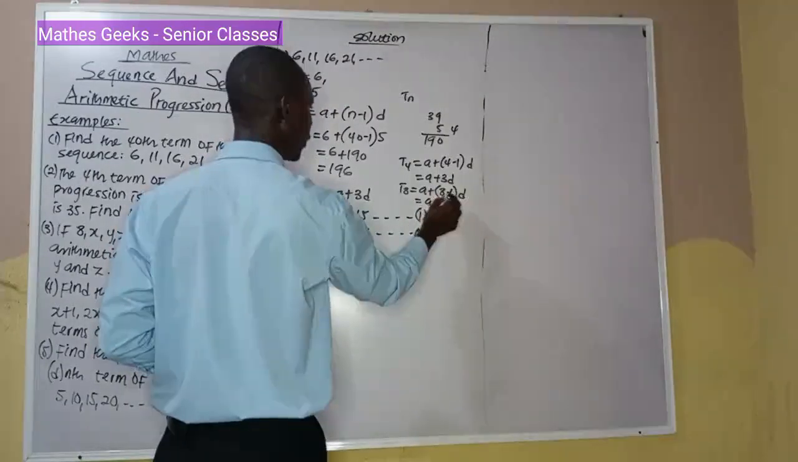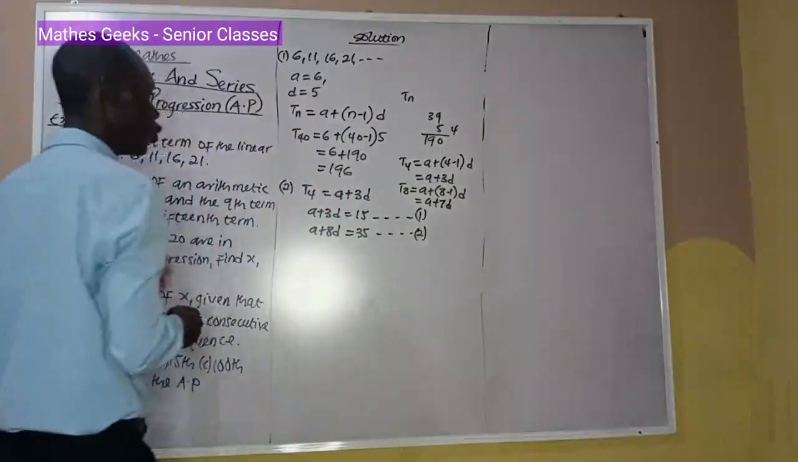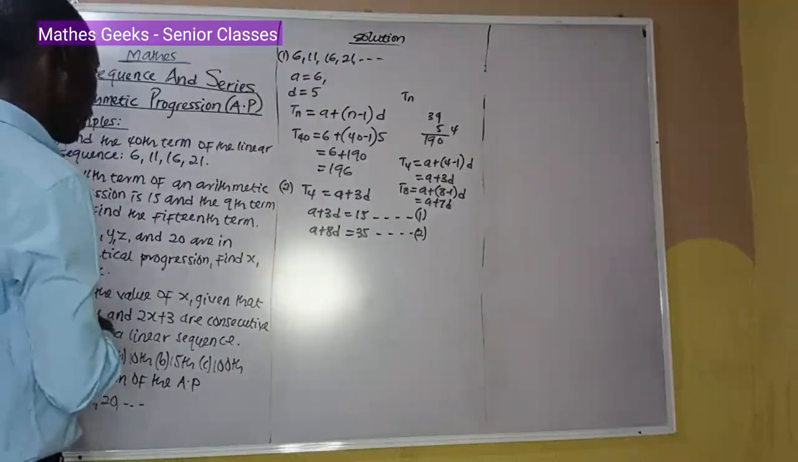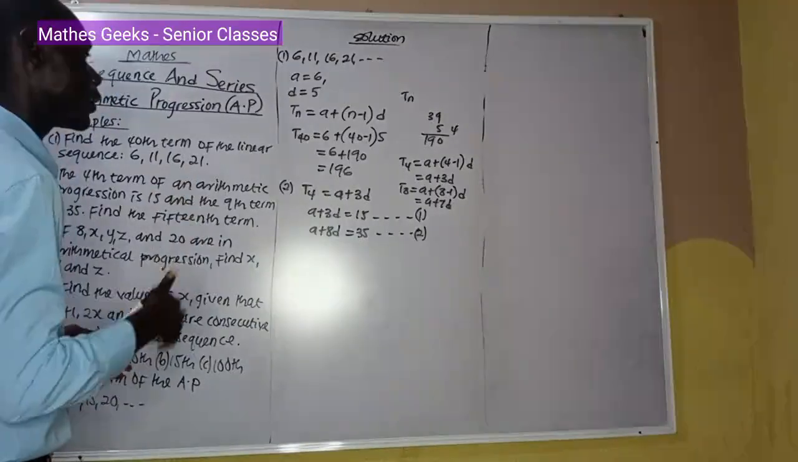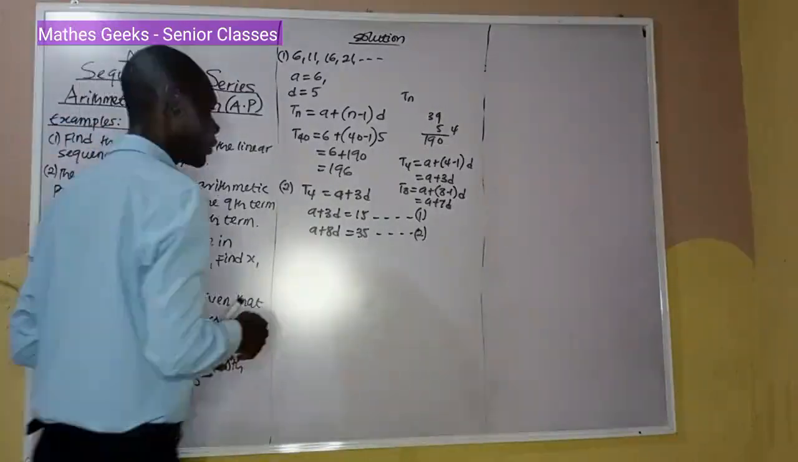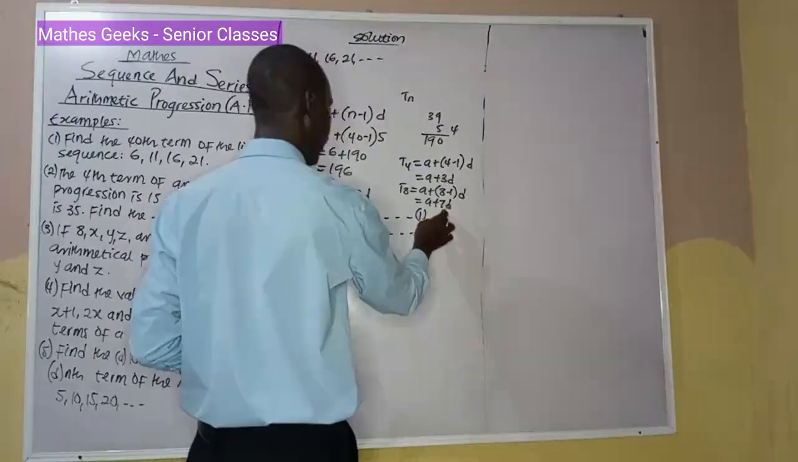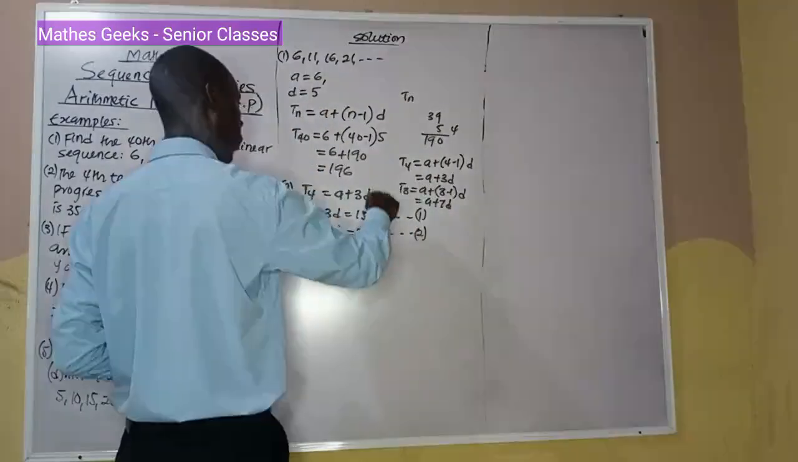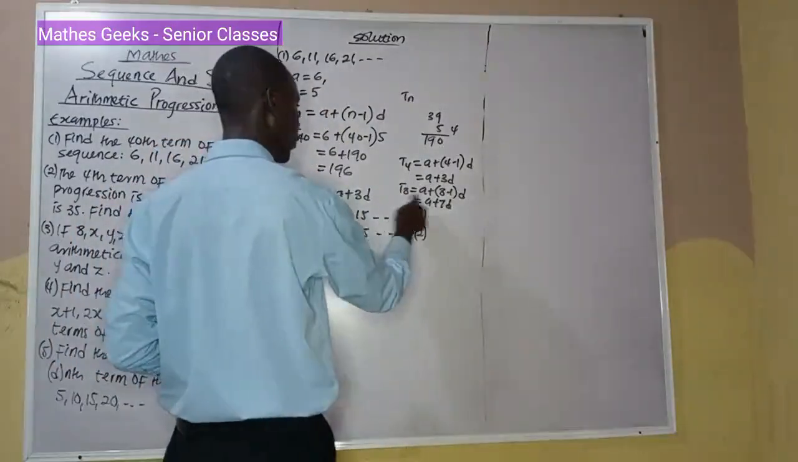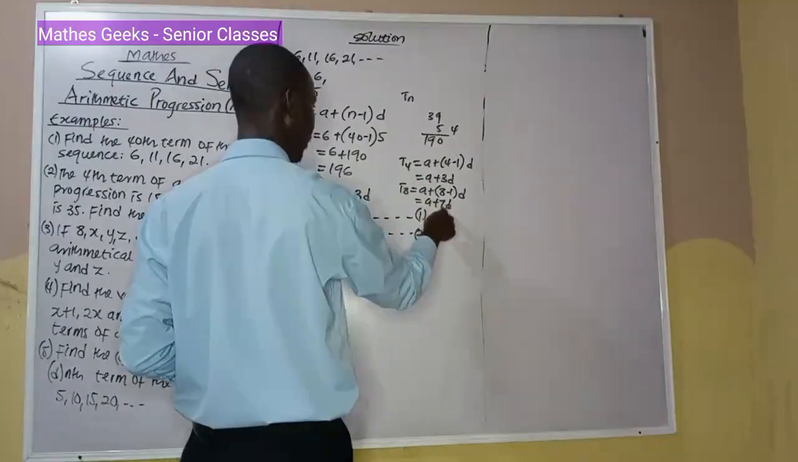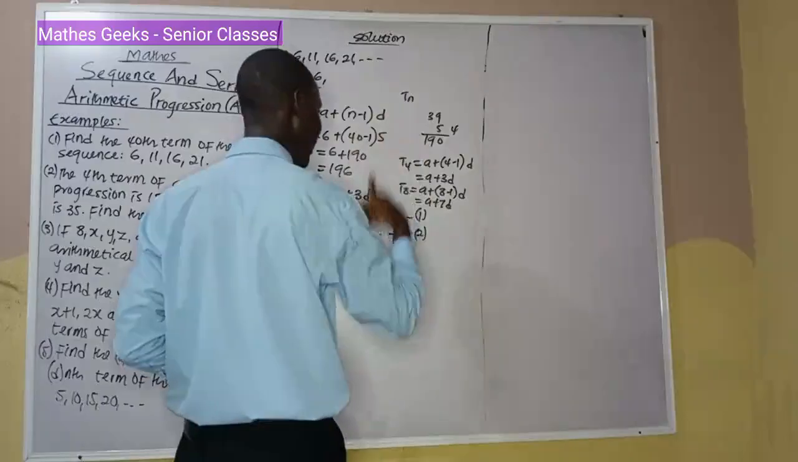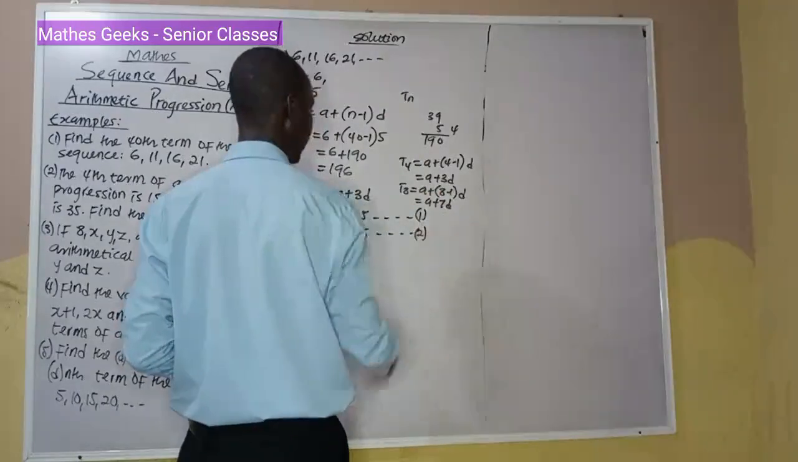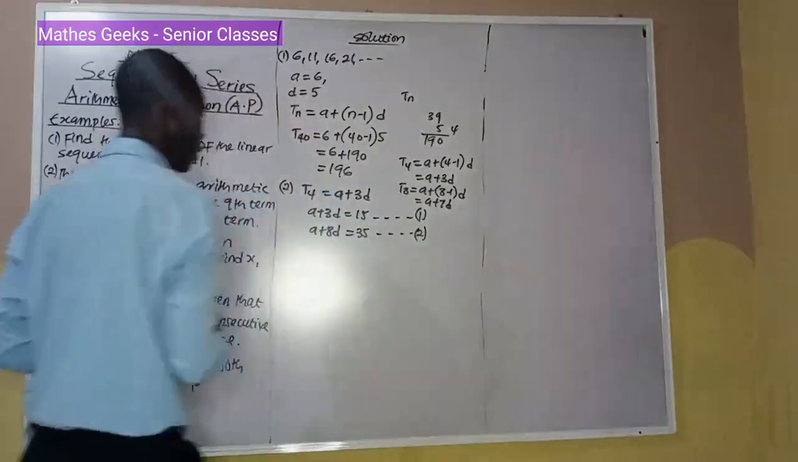So 8 minus 1 is 7, 7 times D. That was what the note in the explanation I gave at the beginning of this video was talking about, that the coefficient of D is usually 1 less than the number of the term. So if it is T8, the coefficient of D will be 1 less than the number of the term, which is 8. So 8 minus 1 will give us 7. If it's T10, there will be A plus 9D. T11 should be A plus 10D. So take note of that.